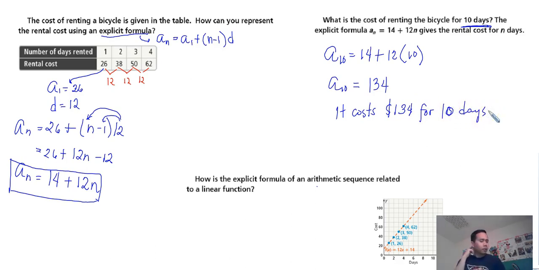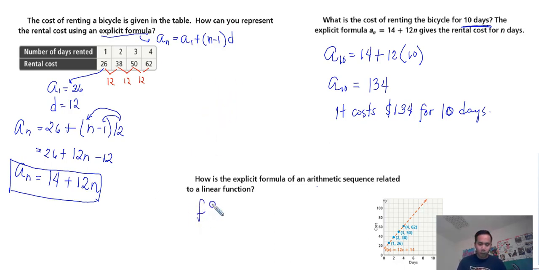All right. So we're now going to relate recursive function into linear function. As you can see on the graph here below, when I graph it, the first day you have 26, it's increasing and it's a straight line. The formula a sub n is equal to 14 plus 12n shows that the cost is a function of the number of days the bicycle is rented.